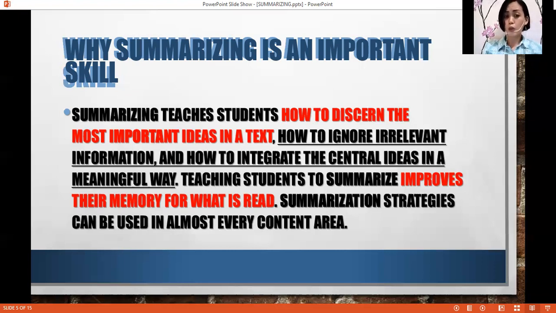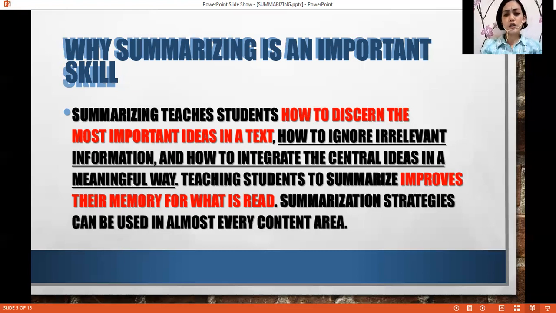And you're going to look for the important points, and at the same time you're going to ignore irrelevant information, and you're going to integrate the central ideas in a meaningful way. So in summarizing, you can include two different works with the same point. So you look for the important ideas and ignore irrelevant ideas, and whatever you have learned from the different texts that you have read, you're going to integrate their ideas to come up with your own idea.